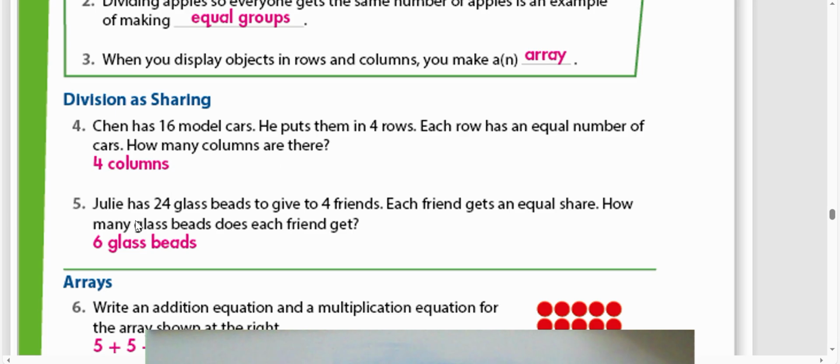Number 5, Julie has 24 glass beads. She gives them to 4 friends. Each friend gets an equal share. How many glass beads does each friend get? We can divide 24 by 4. We know 4 times 6 equals 24, and the number here will be 6.